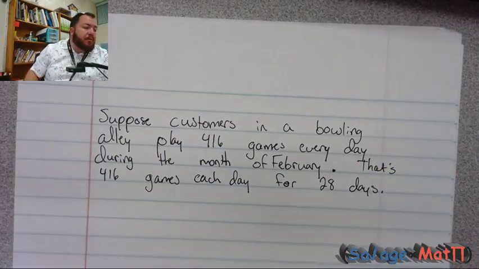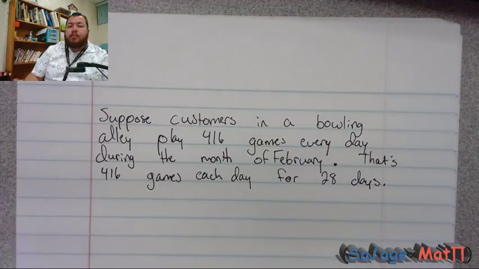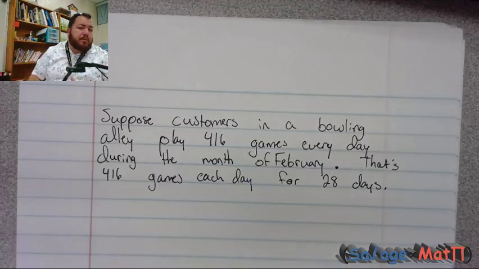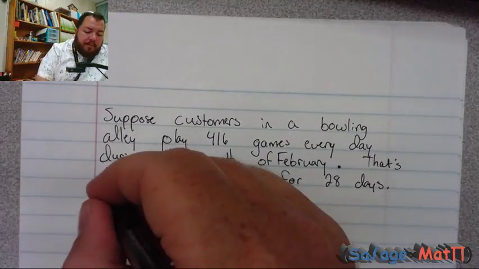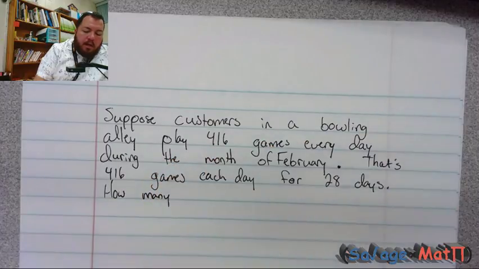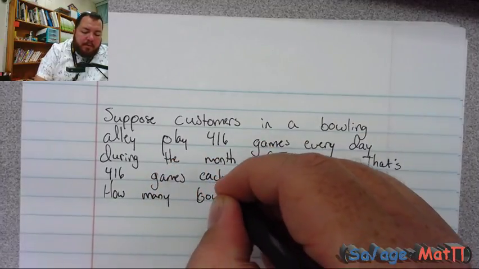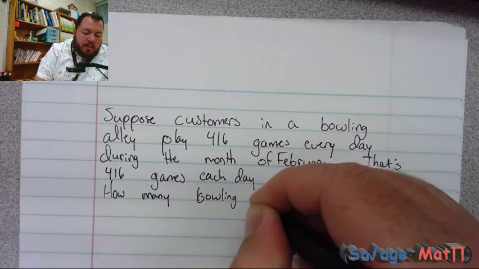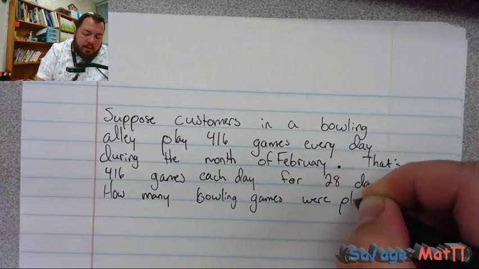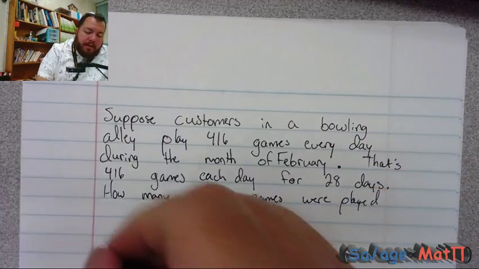So remember, we should be focusing on what it is asking us to solve and what information it is giving us. So it's going to ask us to solve how many bowling games were played in the month of February.